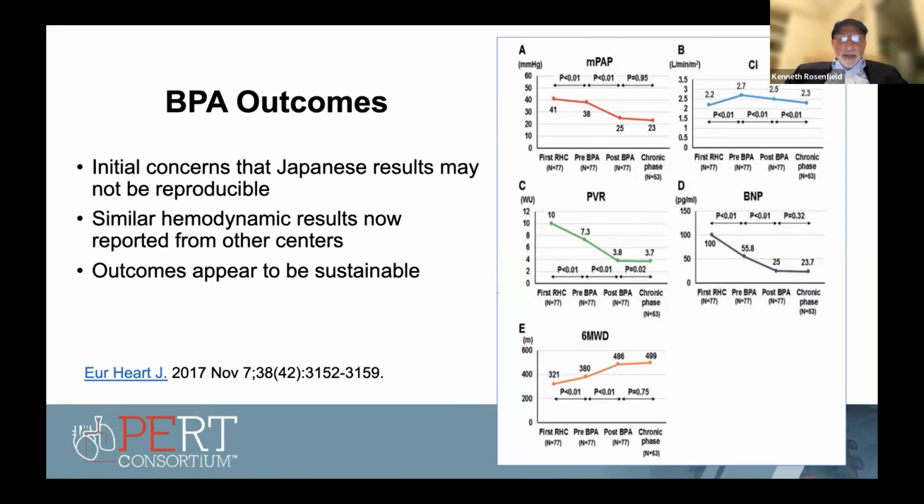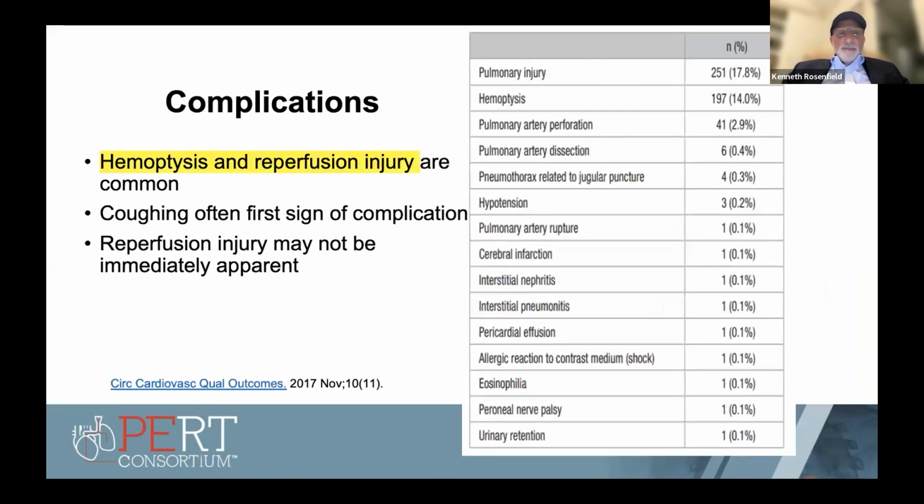There was concern initially that these might not be reproducible, but it turned out that in the European literature, these good results of improvement in PA pressures and PVR and increase in 6-minute walk tests and so on, all of that was comparable. Complications, I talked about complications. Hemoptysis and reperfusion injury are common.